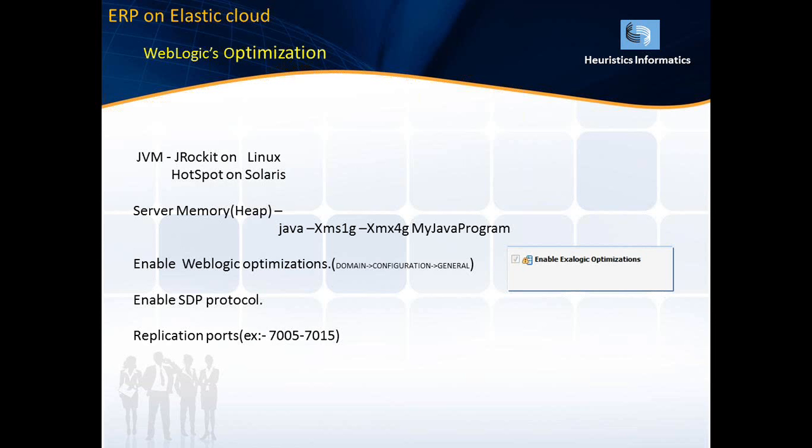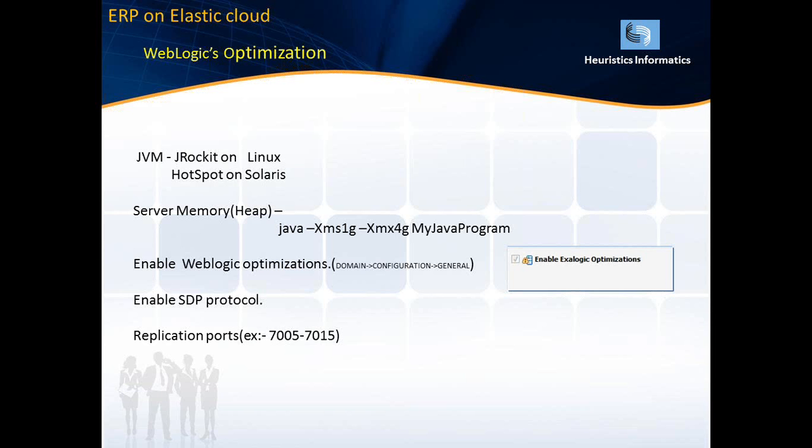If I am using WebLogic, I should use the JVM as per requirement. So if I am using the Oracle operating system as Linux, I need to use JRockit. If I am using Solaris, I have to use HotSpot as my JVM, Java virtual machine. And I can specify the Java memory heap from 1 GB to a maximum of 4 GB, where the session replication works effectively. And for WebLogic, we have the highest optimization features enabled within the WebLogic software admin console itself.